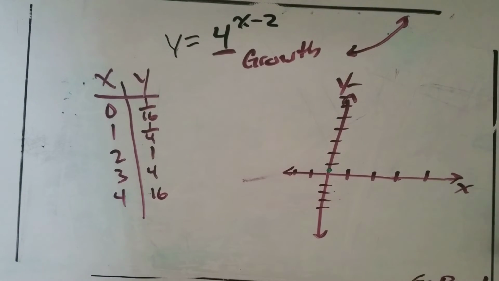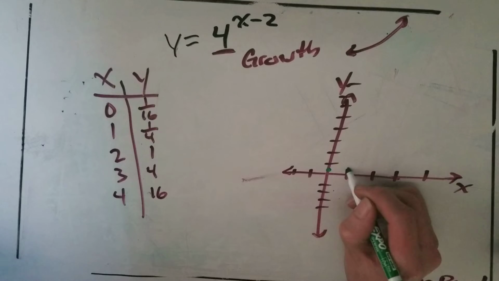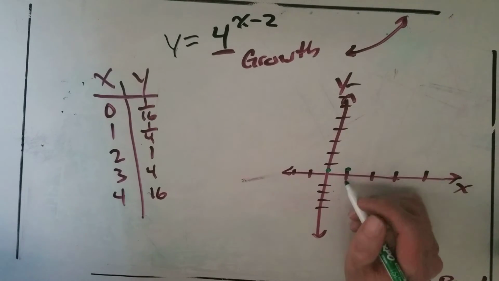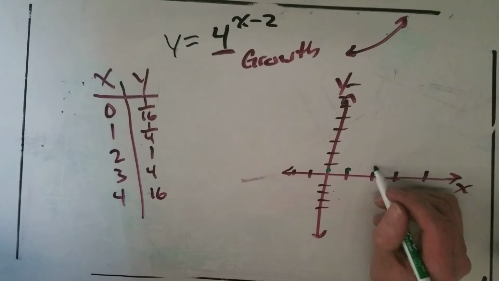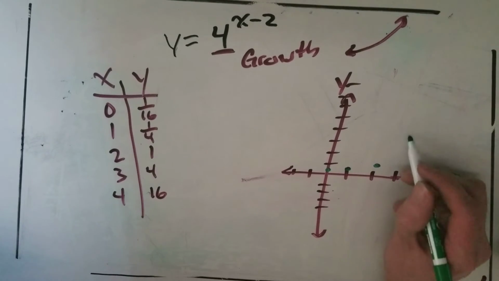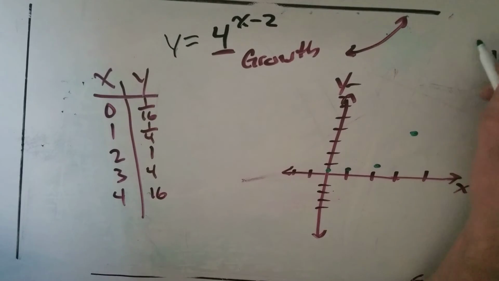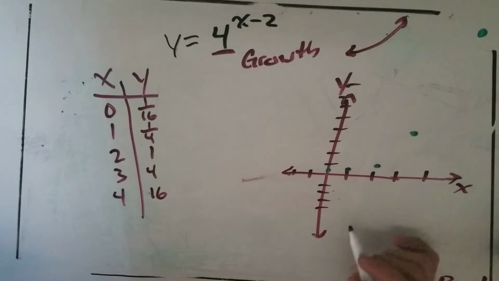And we're going to have to estimate that last point. So 0, 1/16. 1, 1/4. Looks closer to 1/2, but we're doing our best. 2, we're at 1. 3, we're at 2, 4. And then 4, we're at 16. This was 8, so 16, hopefully you can still see, is up here.